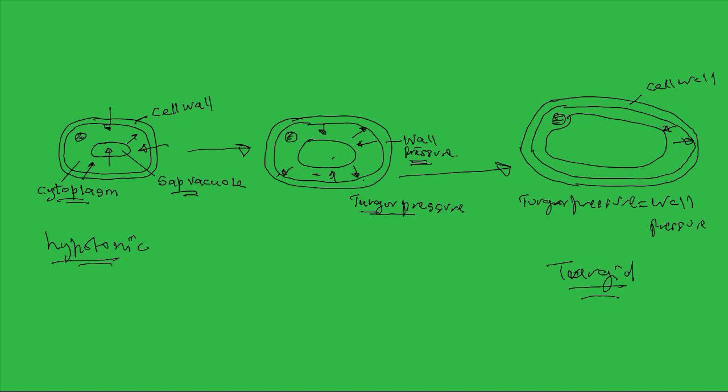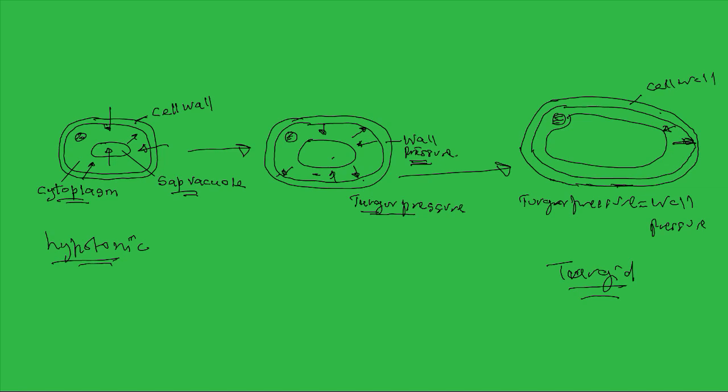Now, plant cells do not burst because the tough cellulose that makes up the cell wall can resist very high pressure. So as much as the Turgor pressure acts outward, because of the presence of the cellulose, the cell wall will not burst, it will not give in to the outward pressure.